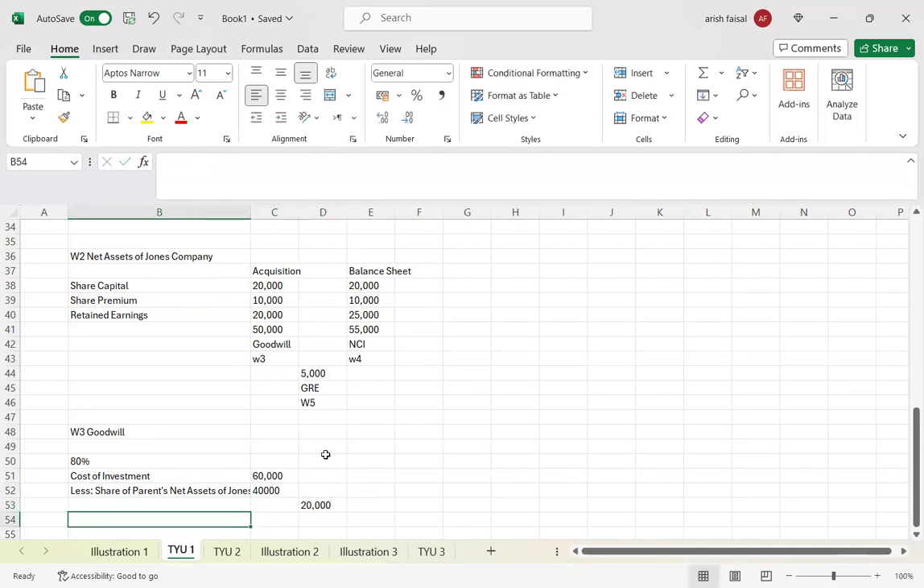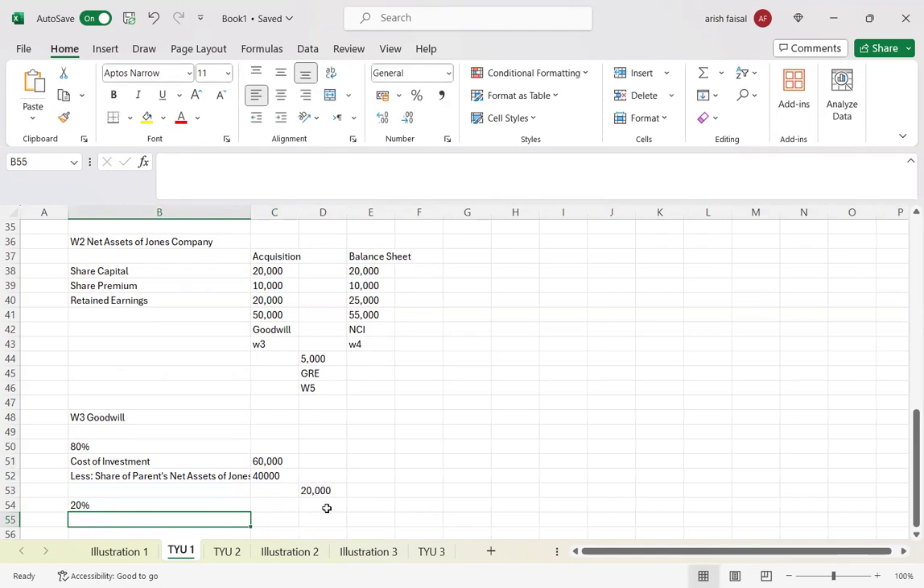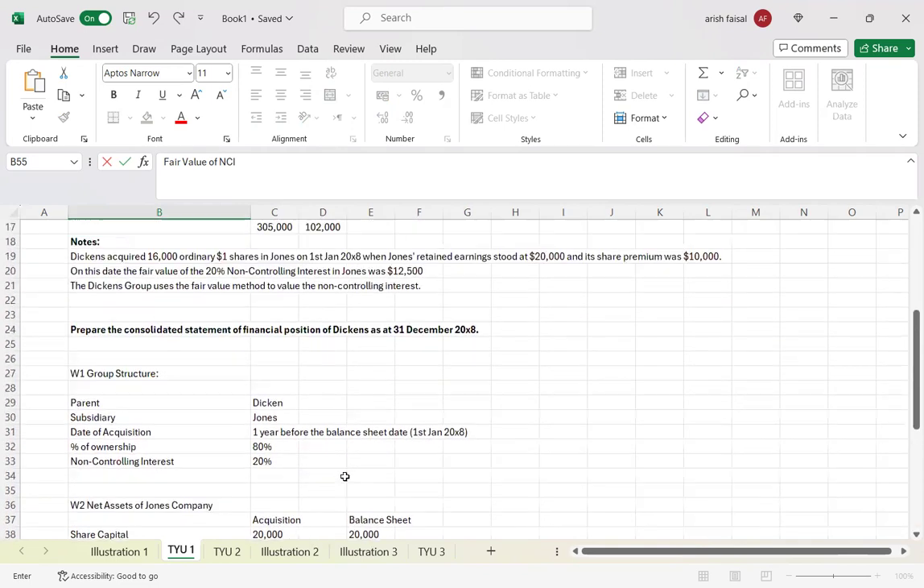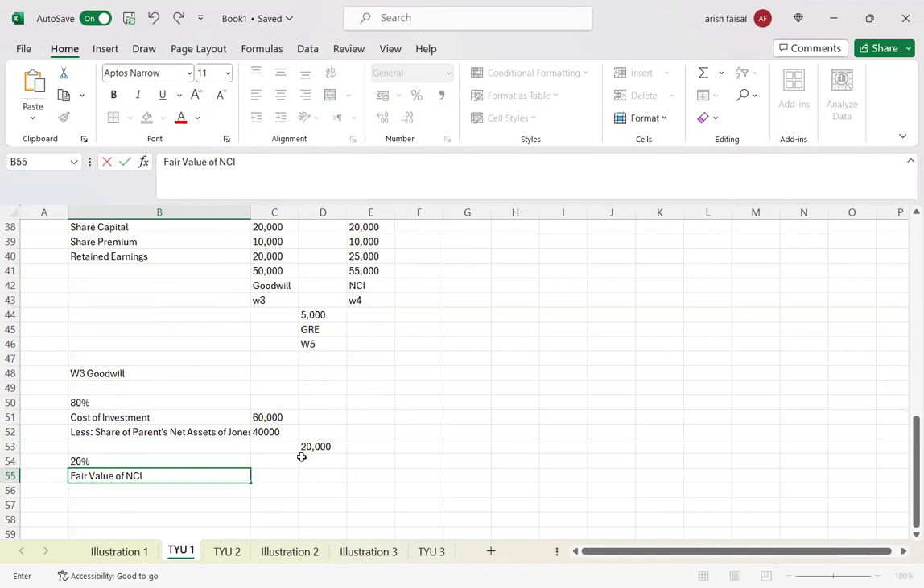right? So if this question would have been proportionate, I would have just stopped my goodwill working at 20,000. But in this part, it's all about the full value method. That's why we have to calculate the goodwill for the other 20 percentage, which is the NCI. So for that, you see that they have already provided you the fair value of the NCI at the date of acquisition, which is 1st of January. So the fair value of the NCI at the date of acquisition is 12,500, right? So we'll write down over here 12,500.